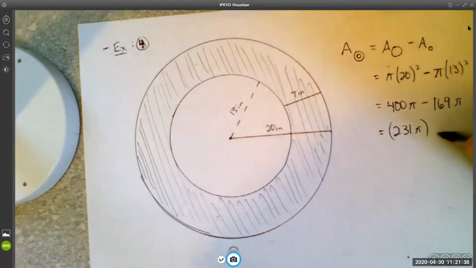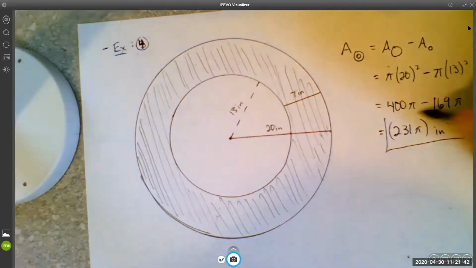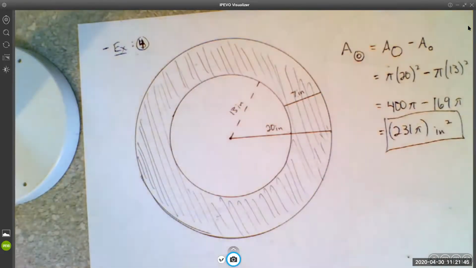And again, this is square inches this time, right? So that's my exact answer, 231 pi square inches. And as a decimal, that's approximately 725.7.